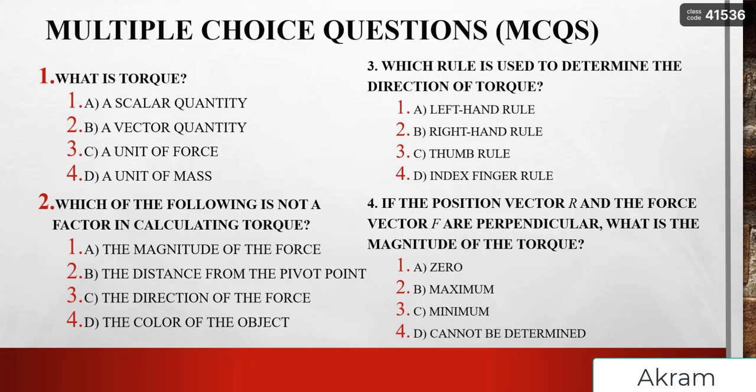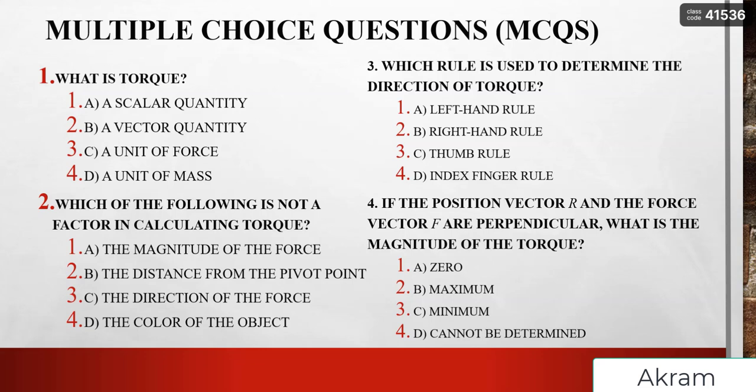4. If the position vector r and the force vector F are perpendicular, what is the magnitude of the torque? A, 0. B, maximum. C, minimum. D, cannot be determined.